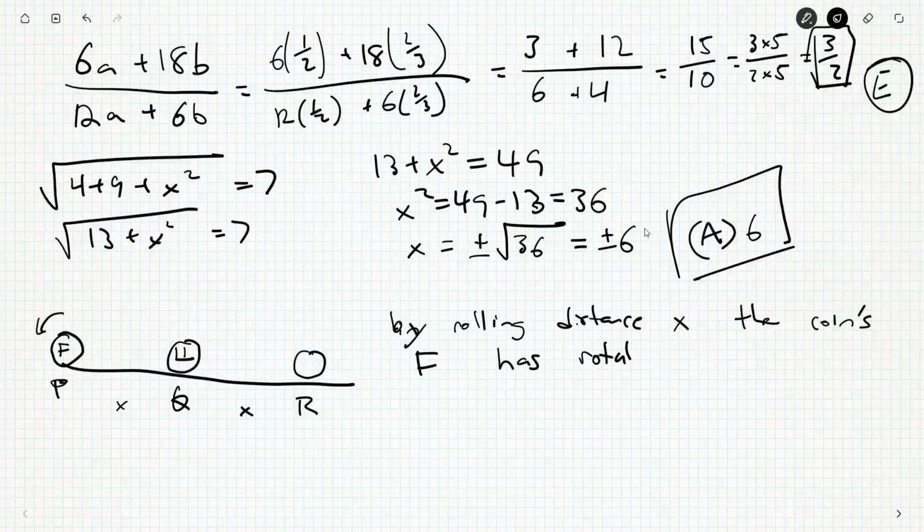The F has rotated counterclockwise by 90 degrees. He's lying on his back. So if that's what happens when it rolls distance x, that's the same thing that's going to happen when we roll distance x again.